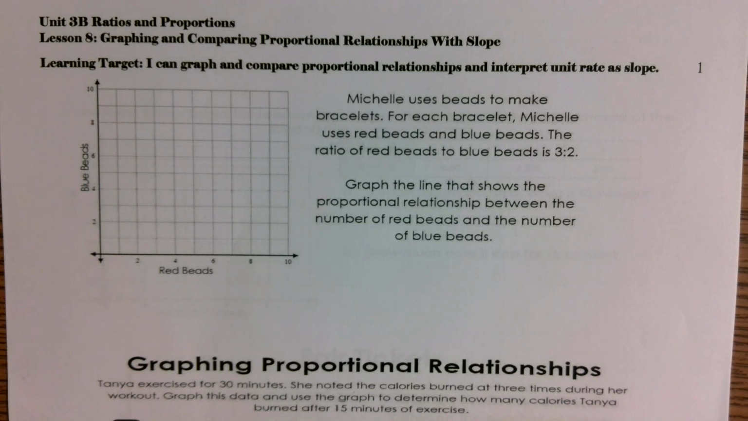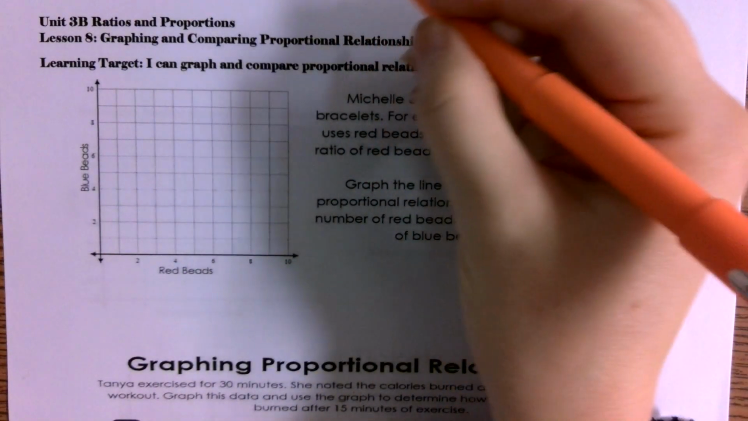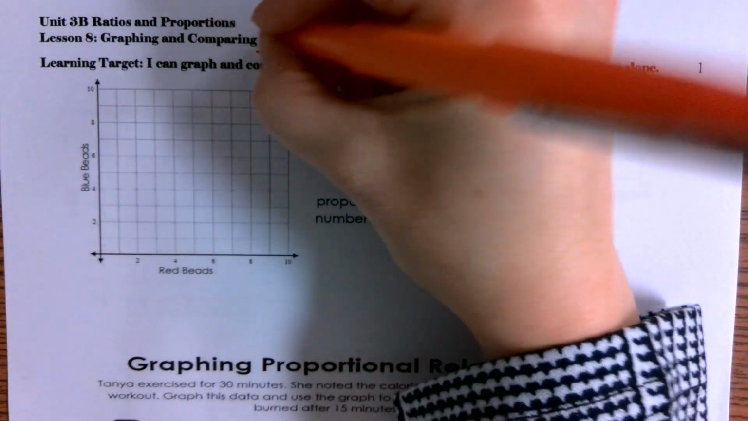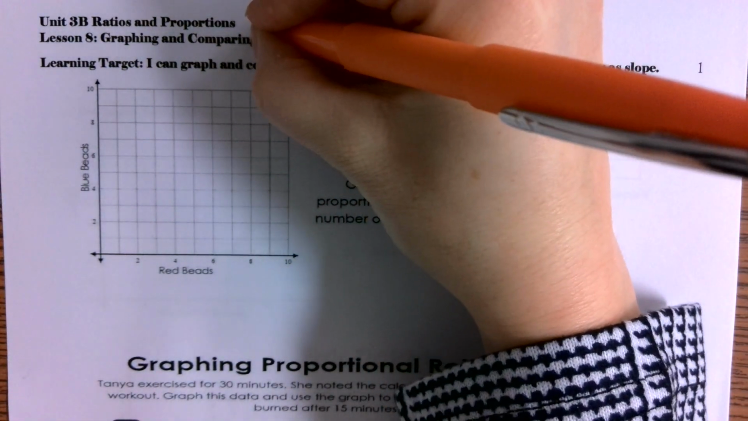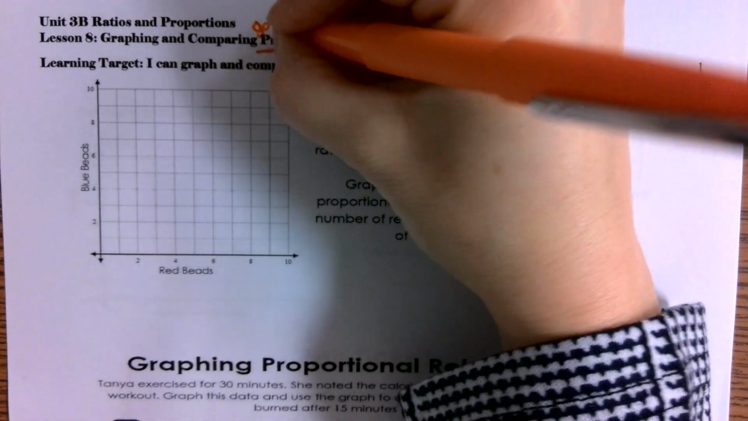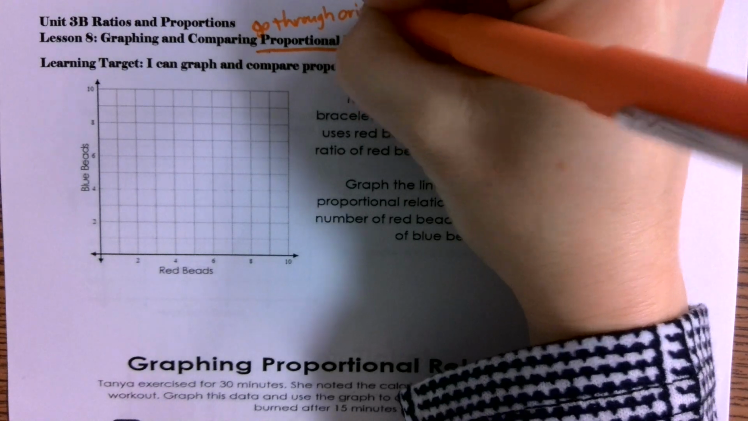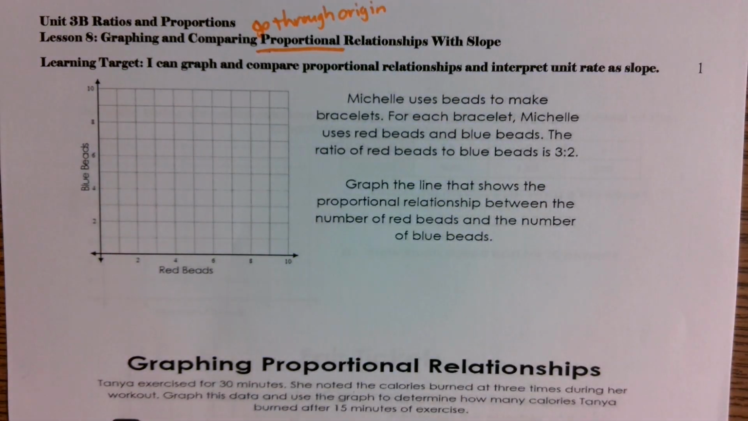Who can raise their hand and tell me what is one characteristic or rule that we need to follow in order to identify if a graph is proportional? EJ? It goes through the origin. It goes through the origin. Very good. So one of the rules, in order for it to be proportional, it has to go through the origin. And what's another characteristic?